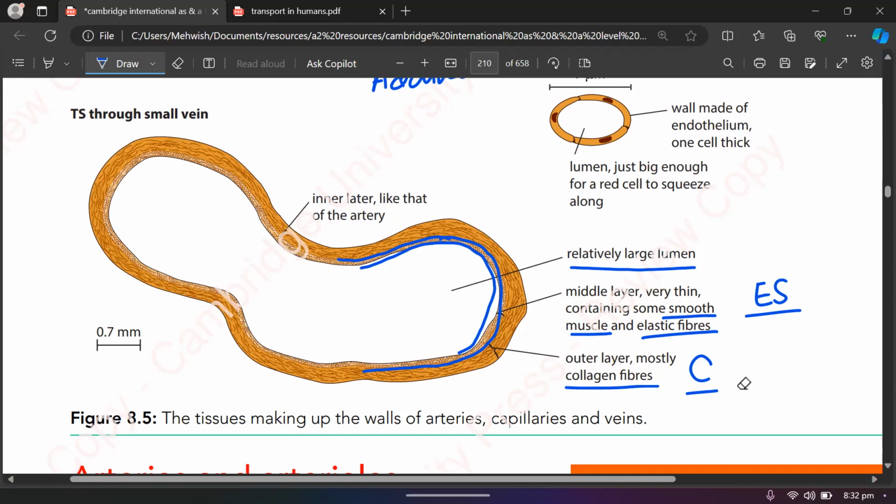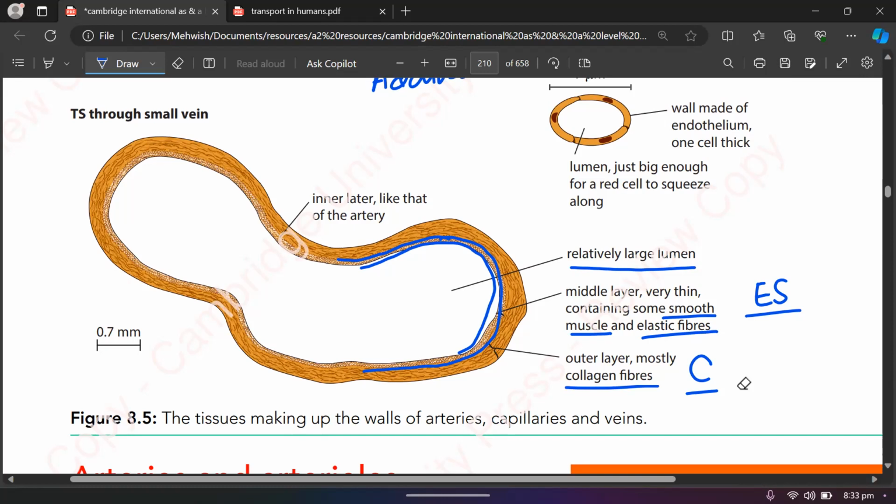Collagen fibers are only present in the external wall, so that it can provide support and strength so that it does not collapse. A few elastic fibers are present in the middle layer, because there will be some pressure in the veins, to resist that pressure and have some elasticity so that they don't collapse. If these elastic fibers were not present in the veins, what would have happened? The person may die of high blood pressure because there are no elastic fibers to resist that high blood pressure in the veins.